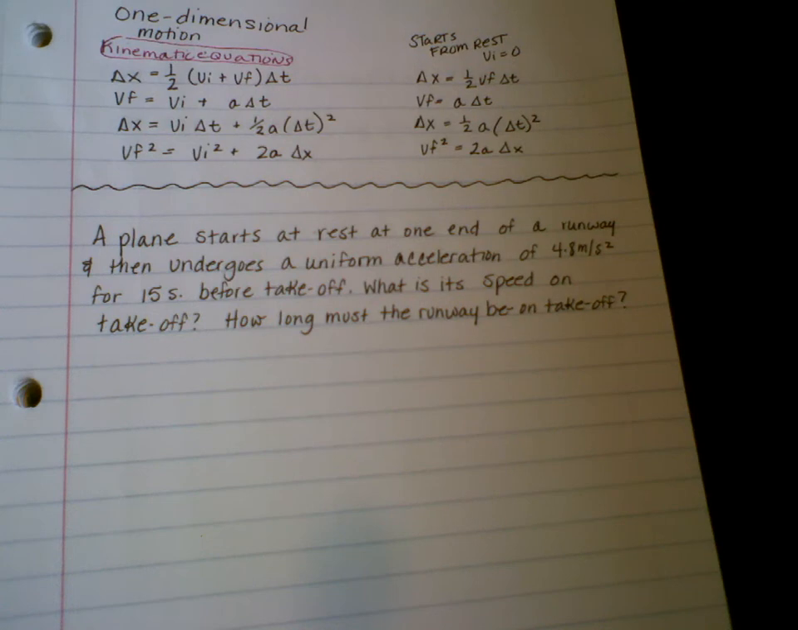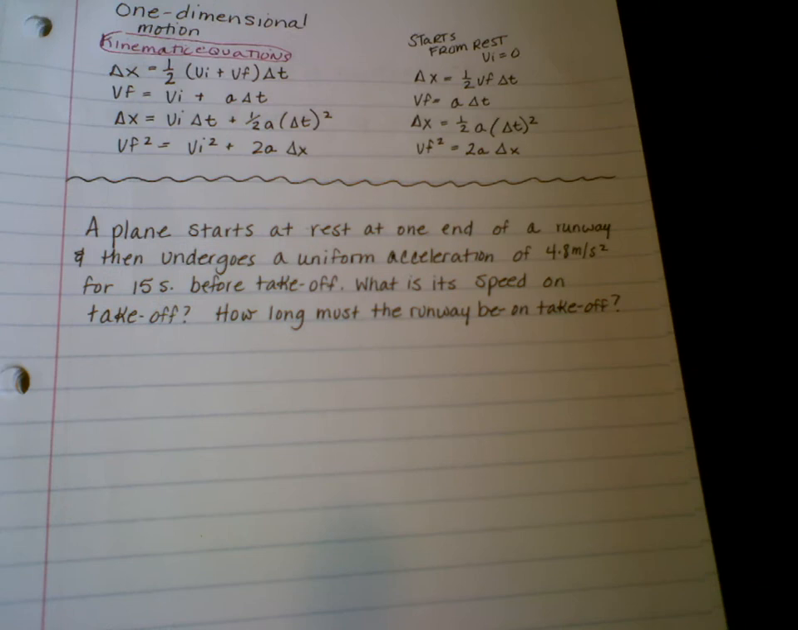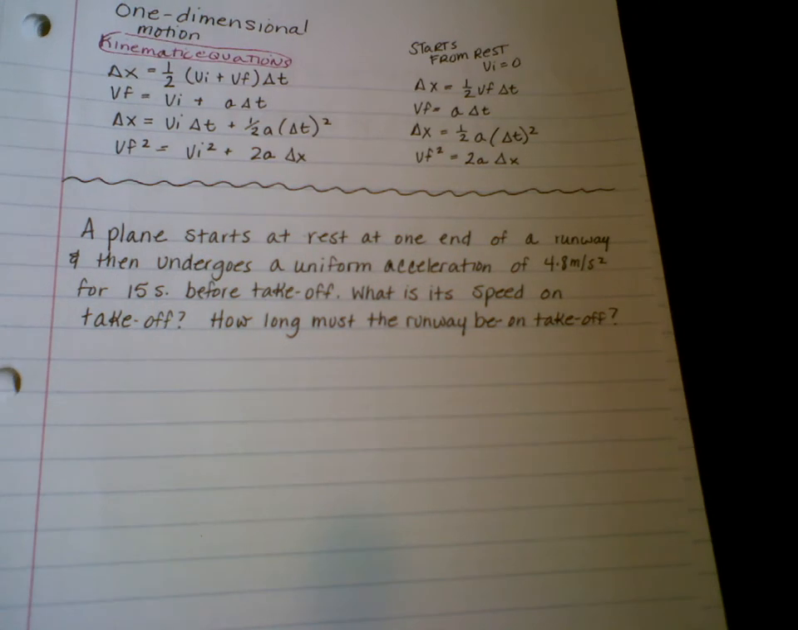So here I have a question, and we're going to look at how to use this. This is one of the problems that you may have to work out. A plane starts from rest at one end of a runway and then undergoes a uniform acceleration, remember that means constant acceleration, of 4.8 meters per second squared for 15 seconds before takeoff. What is its speed on takeoff, and how long must the runway be? We don't want it to fall off the end of the runway.